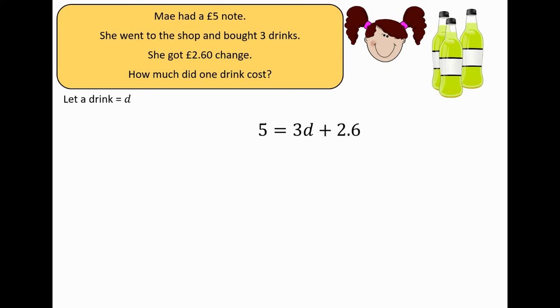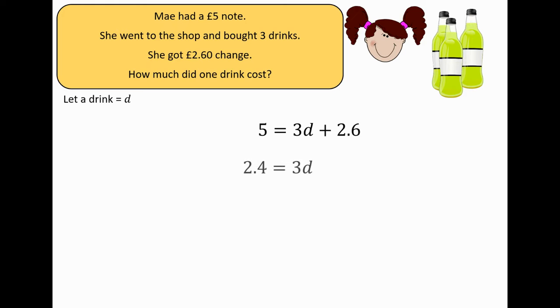So 5 is equal to 3D because we bought 3 drinks. So that'll be 3 times D, which is 3D, plus the 2.6, which is the £2.60 change she got back. So the 3 drinks plus the £2.60 change she got back together is equal to the £5 note that May had to begin with. So to write that down as an equation, it would be 3D, so 3 packets of drinks, plus 2.6, so plus the £2.60 change is equal to £5.